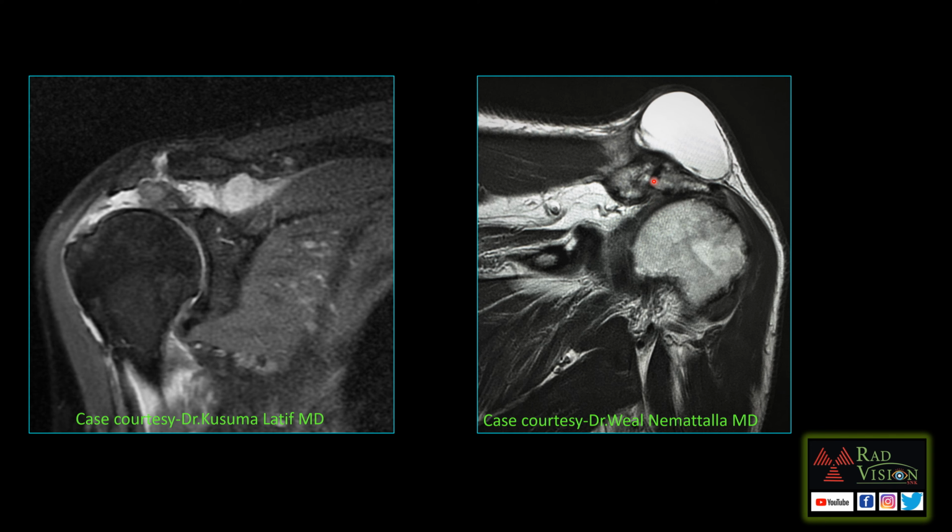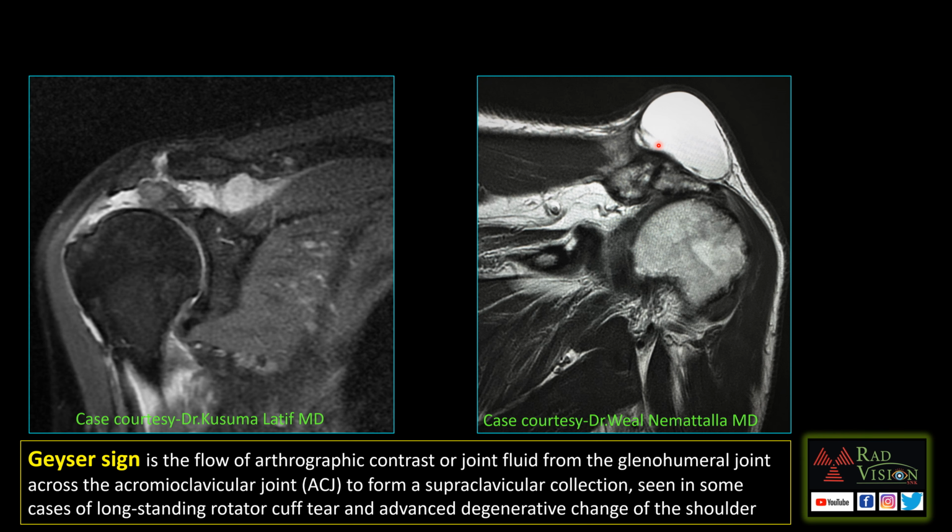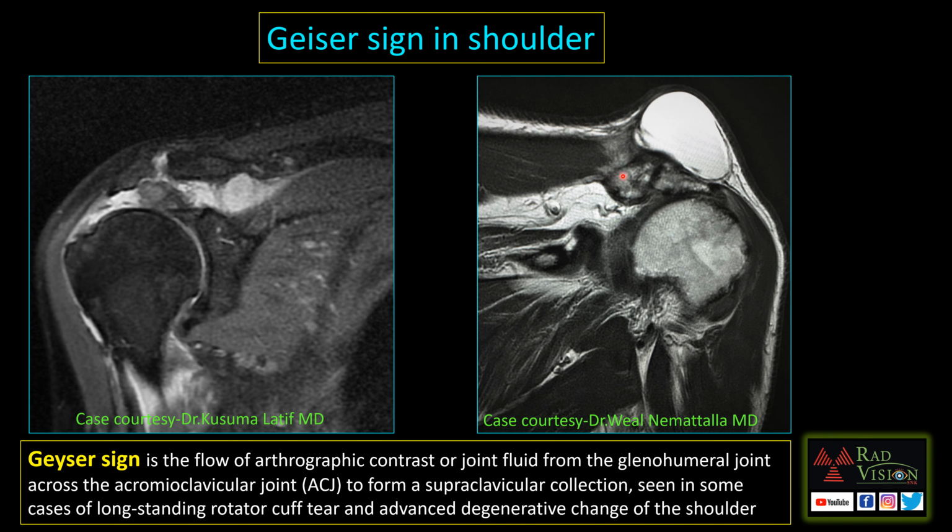expel through the acromioclavicular joint space into the supraclavicular fossa, presenting as a swelling in the supraclavicular fossa. Then it is known as the Geyser sign. The Geyser sign is arthrographic contrast or joint fluid from the glenohumeral joint escaping through the acromioclavicular joint space and presenting in the supraclavicular region or the subdeltoid region as a collection. It is seen in chronic supraspinatus tendon tear, long-standing rotator cuff tears, and advanced degenerative changes of the shoulder.